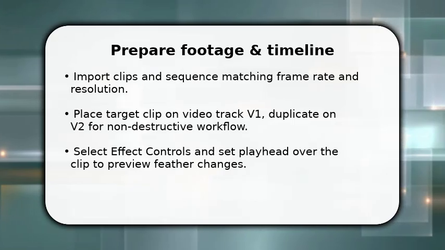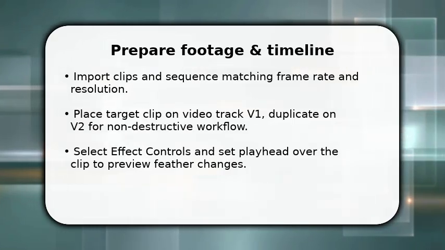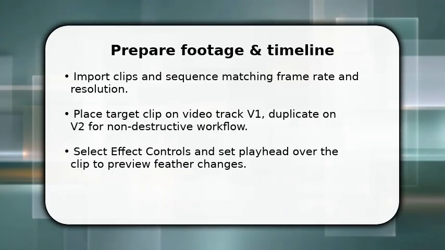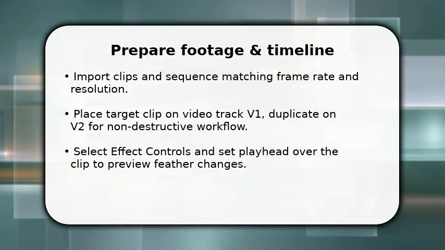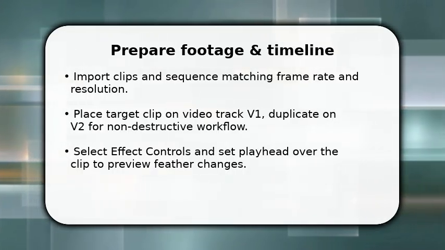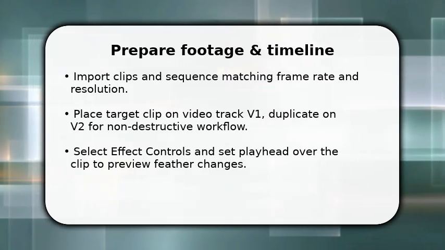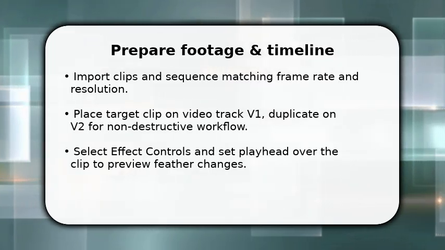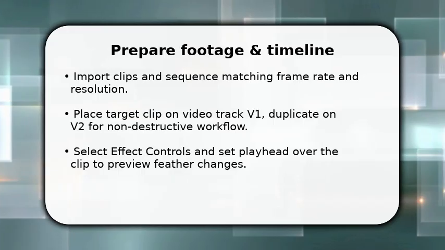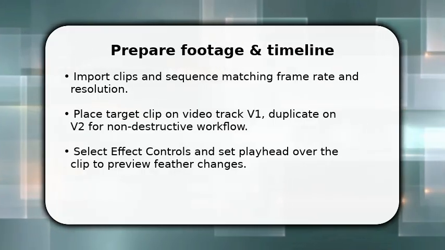You start by prepping the clip: import footage, and create a sequence that matches resolution and frame rate. Once done, place the target clip on V1 and duplicate it to V2 so you can compare before and after. Next, open the Effect Controls panel with the playhead over your clip so you see live updates.